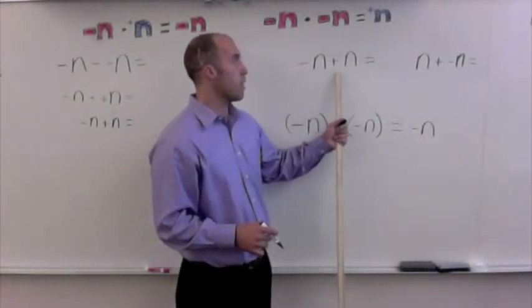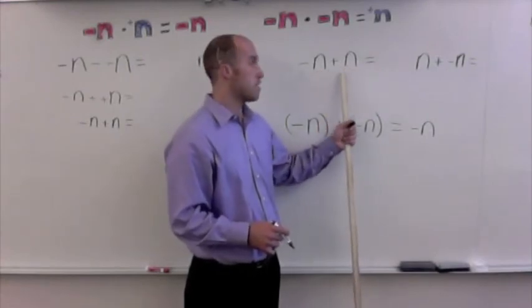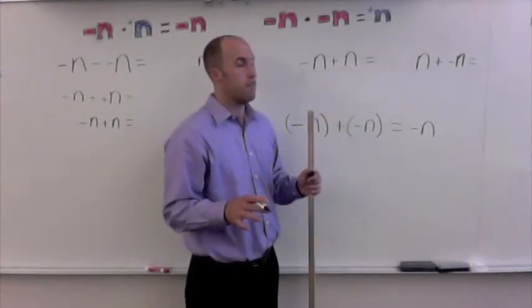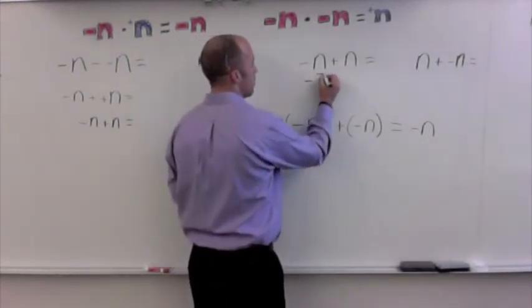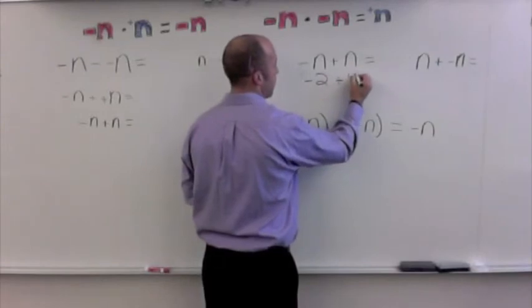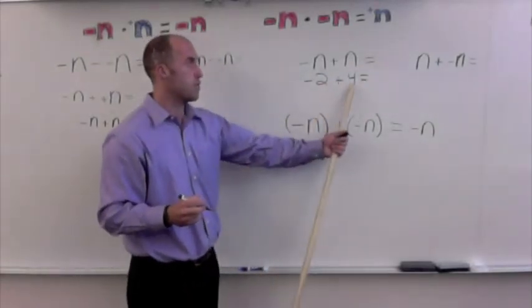When we have a negative number and we add another number, we can actually just switch it around so it's n minus n, but let's not confuse people yet, and let's just go with a quick example. Negative 2 plus 4 equals, give it a shot real quick, negative 2 plus 4.